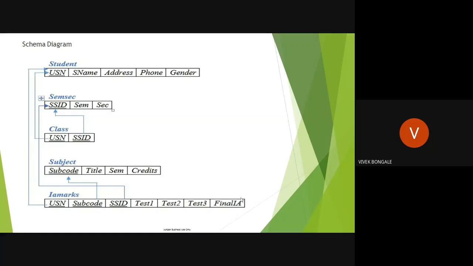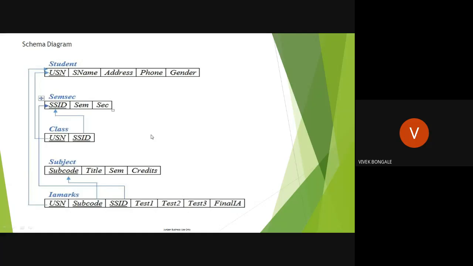That keyword you have to place in the final IA, because in the fourth query, some operation we're going to perform, some task we're going to perform on this table. After executing that query, automatically that value is going to be assigned here. That's why, while inserting the value to the IA marks table, you just insert value till test 3. Don't insert value to final IA. After executing the fourth query, automatically that executed result is going to be stored here. This is how we have to insert the value.